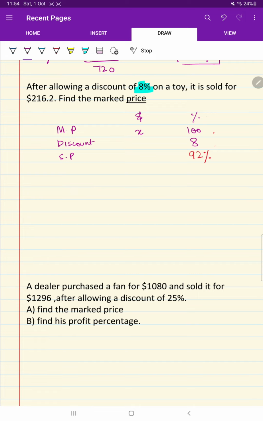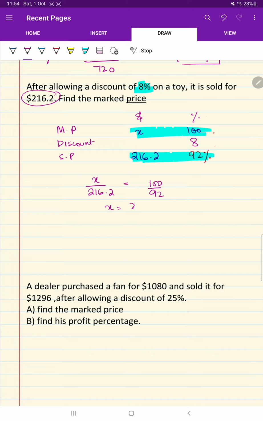Okay, is it given in the question? Yes, it is. It's given here that it is sold for 216.2. That means that is your selling price. Using this and this, I can form a ratio. So this will be X upon 216.2 is equal to 100 upon 92. The answer here is $235.